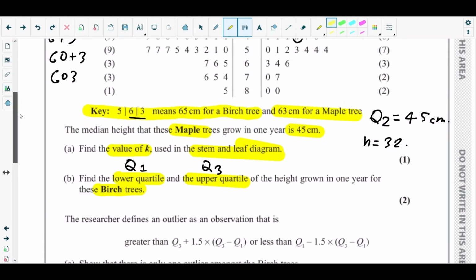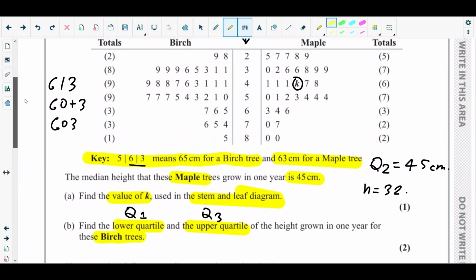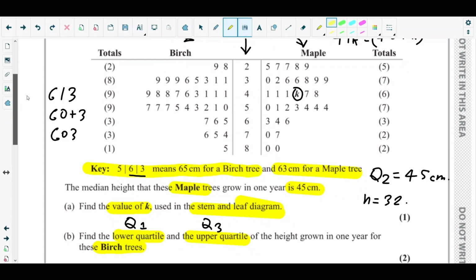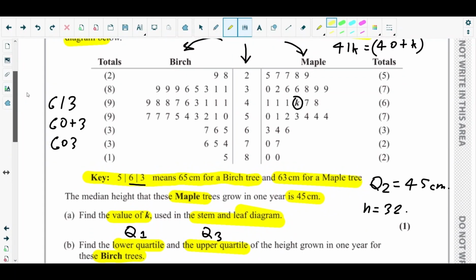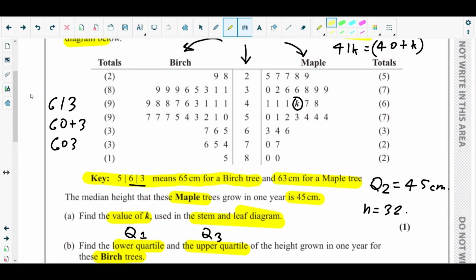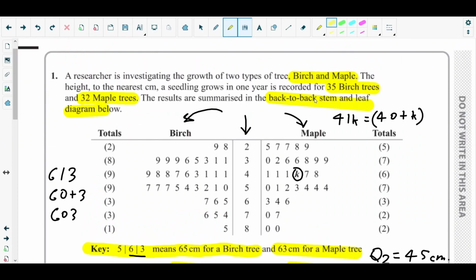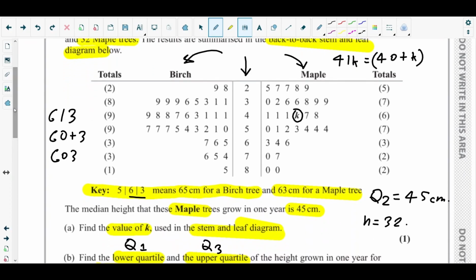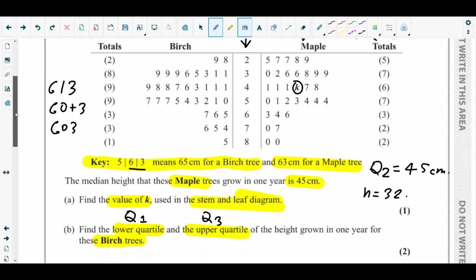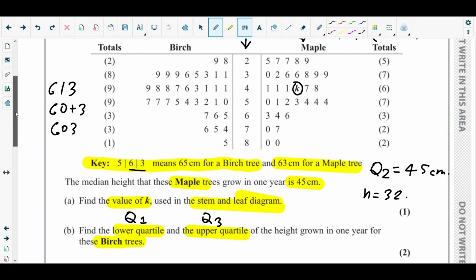Median and quartiles, these quantities depend on what? On the number of data. So here there are a total of 35 birch trees, isn't it? There are a total of 35 birch trees. So since there are 35 birch trees, which is what? Even? No, it's odd. So 35 is odd. So if the total number of data is odd, then how do we consider the quartiles?